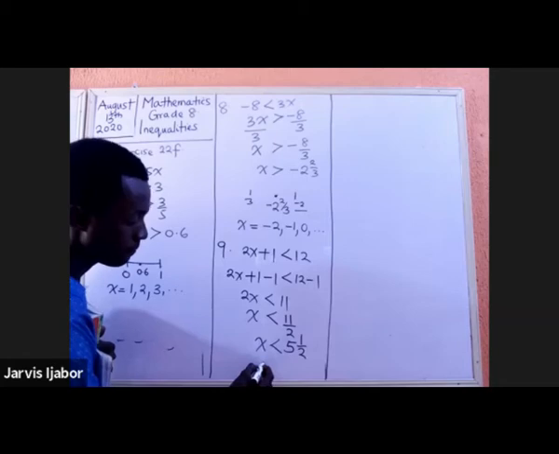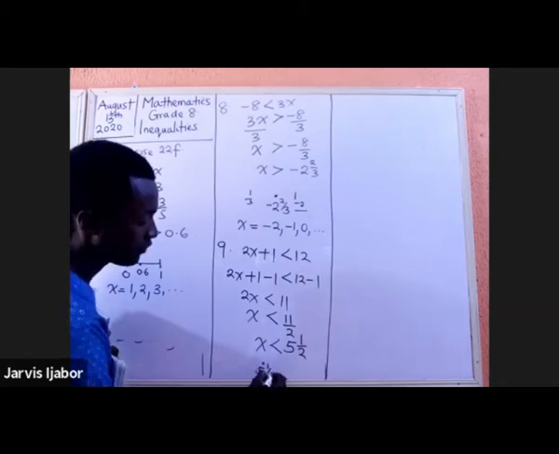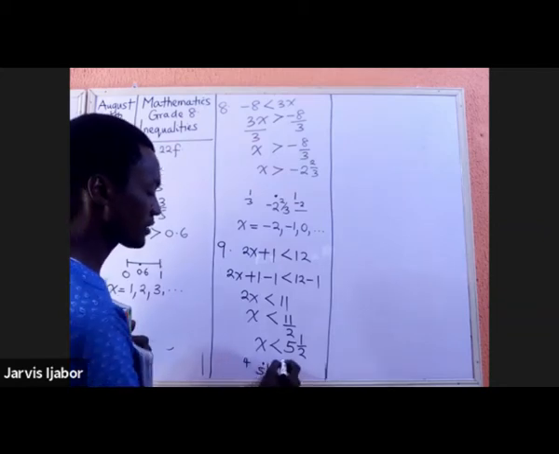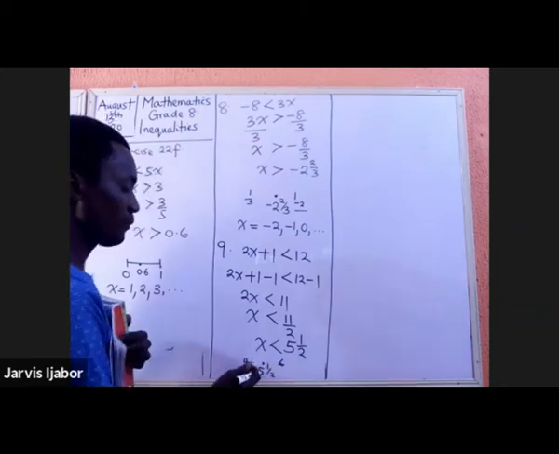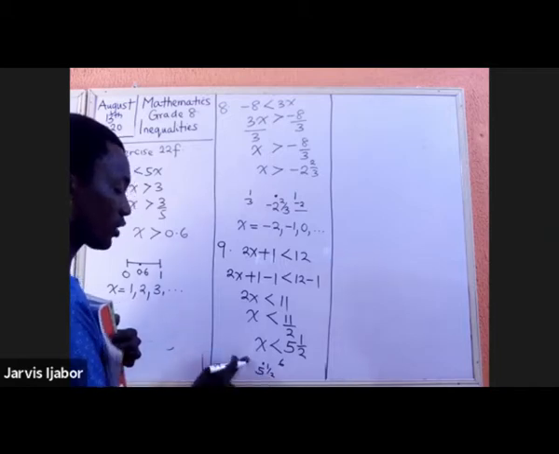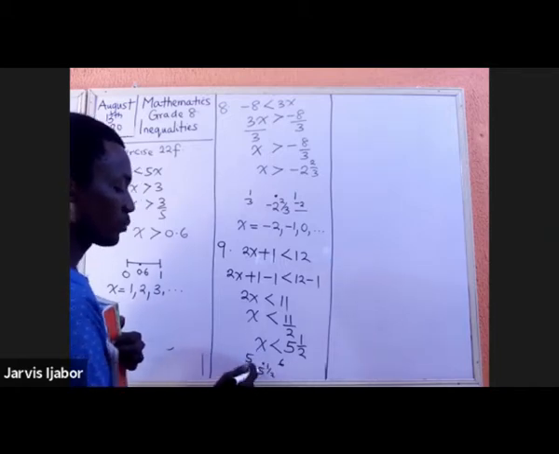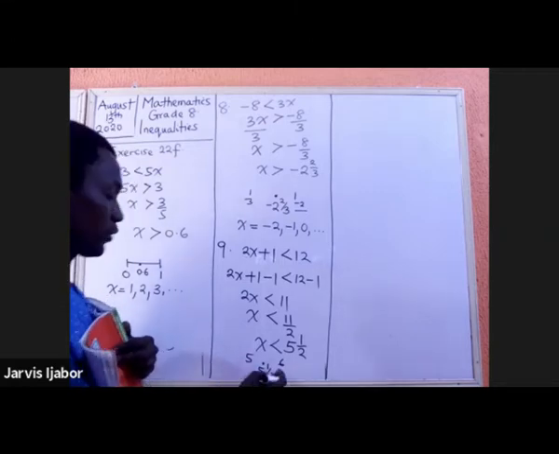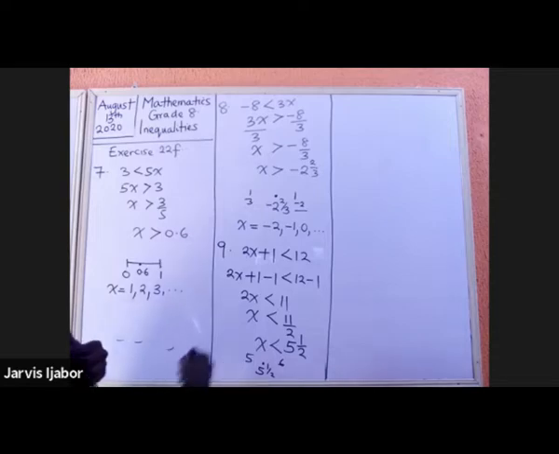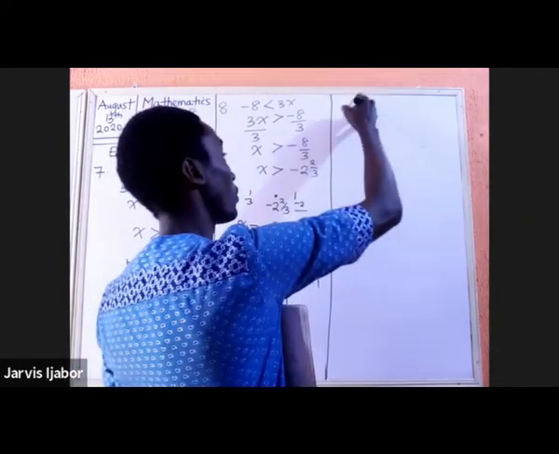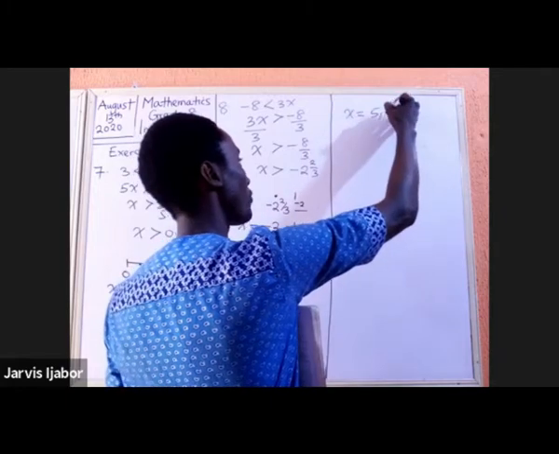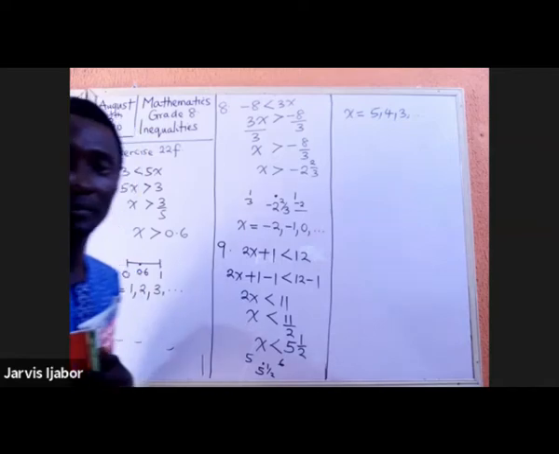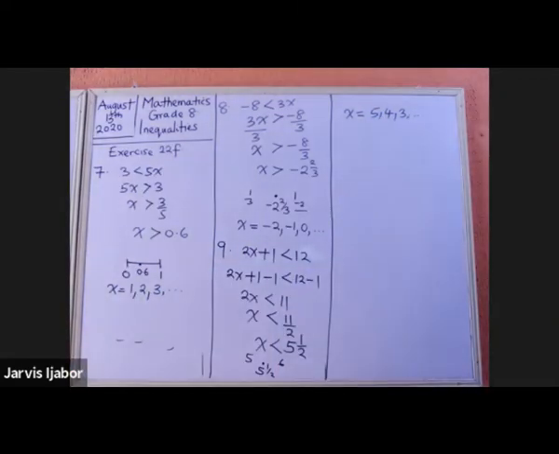Remember, 5.5. You are told that the number should be less than. So there is 5 and there is 6. Between 5 and 6, you have 5.5. So what would you be looking for? You'll be looking for this number 5. So x will be equal to 5, 4, 3, dot, dot, dot will be your answer there. That's for question 9.